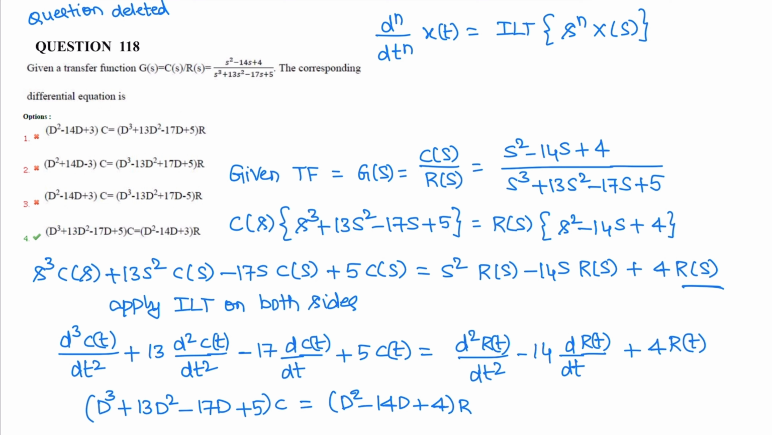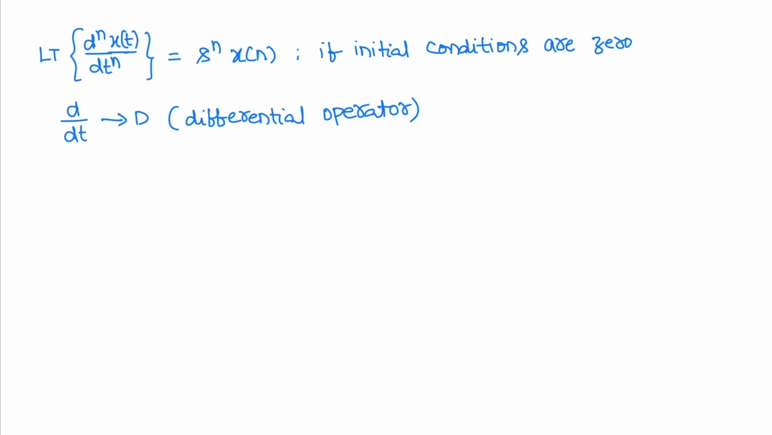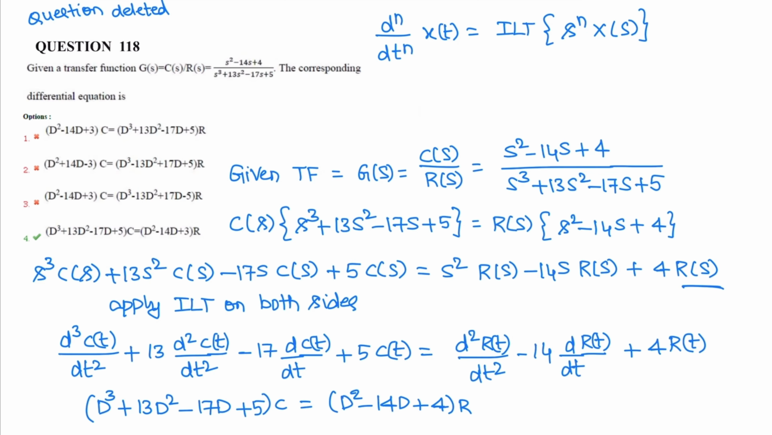So applying inverse Laplace transform, we know that the Laplace transform of dⁿ/dtⁿ x(t) is sⁿ X(s), and the inverse Laplace transform of sⁿ X(s) will result in dⁿ/dtⁿ x(t). That is the inverse Laplace transform.